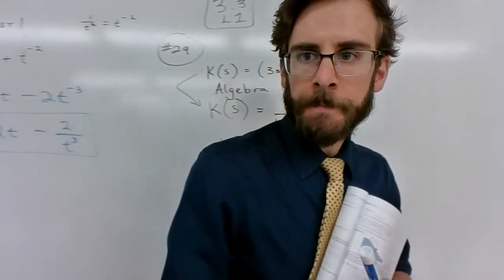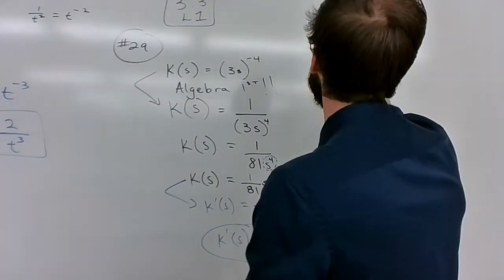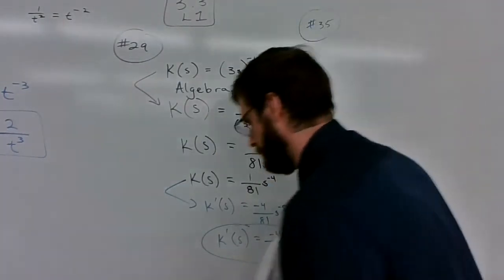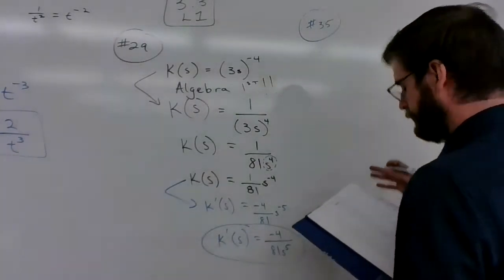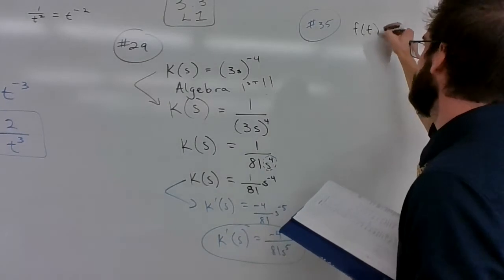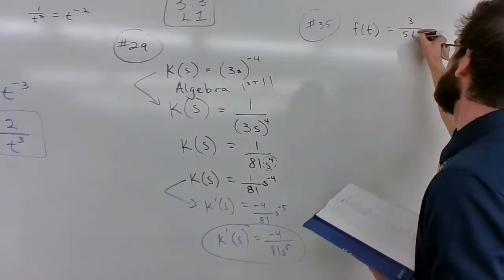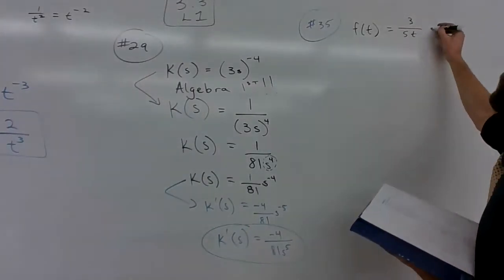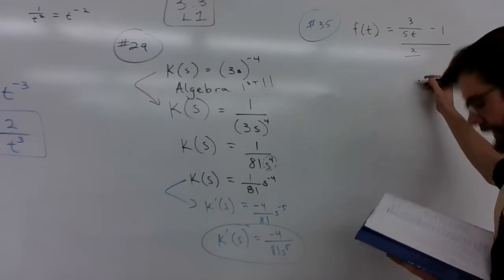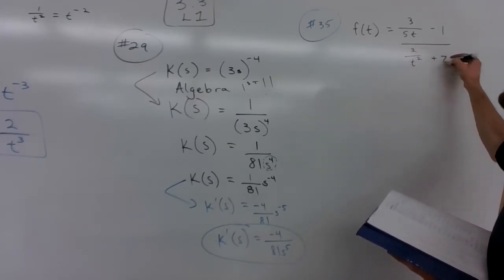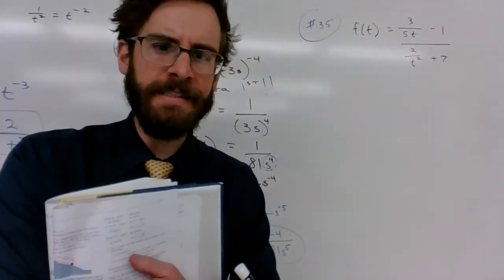Come with me to the other side of the board. Oh, this one is weird. So it's 3 divided by 5t, minus 1 on the top. 2 divided by t squared, plus 7 on the bottom. Now, this is a little bit strange.